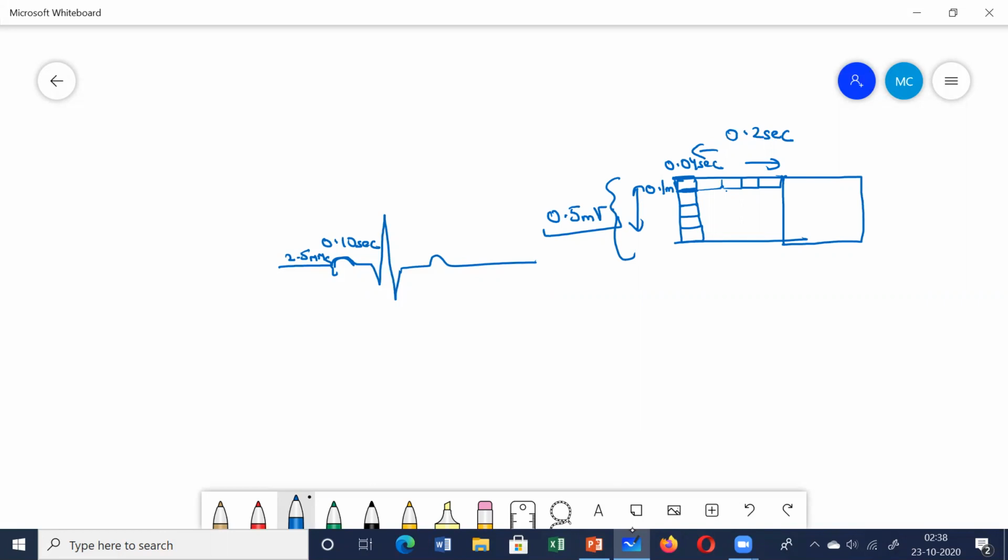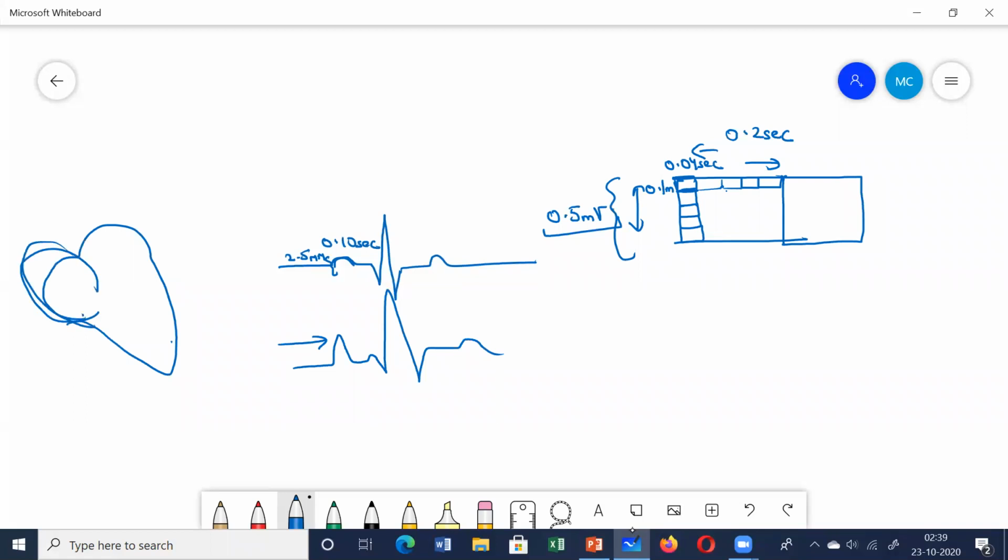So what does a tall P wave indicate? There are certain anomalies; you can get a tall P wave. A tall P wave denotes right atrial enlargement. If there is an enlargement in the right atrium for any reason, then you will get a tall P wave. This is also called P pulmonale, and it is mainly seen in case of right atrial enlargement.